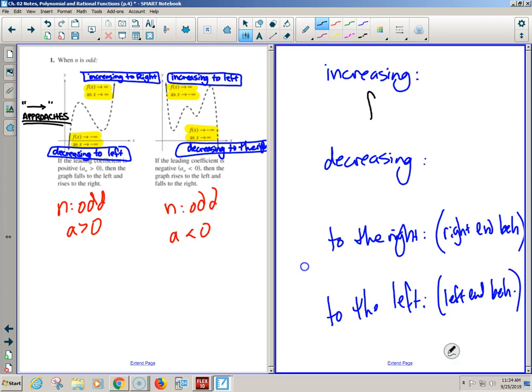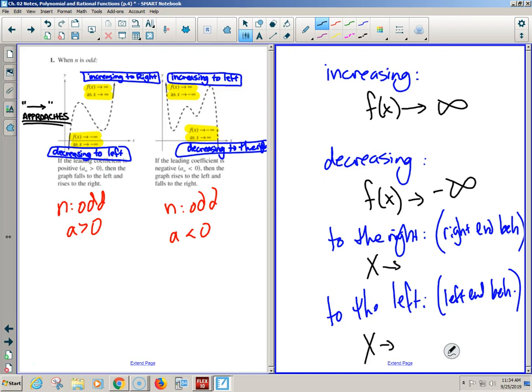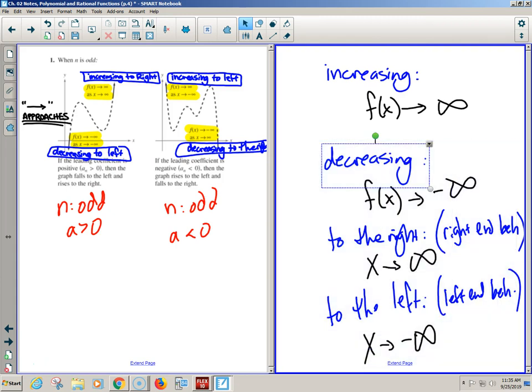Increasing, we're talking about the y's. Decreasing, we're talking about the y's. But if I'm increasing, the y's are going up, up, up, up, up, and away. Decreasing, going down, down, down, down, down, and below. To the right and to the left, I'm talking about my horizontal measurements, right? To the right, x is getting bigger, going more positive, and to the left, x is not getting smaller per se, it's more just going negative. Bigger and bigger and bigger negatives, actually.